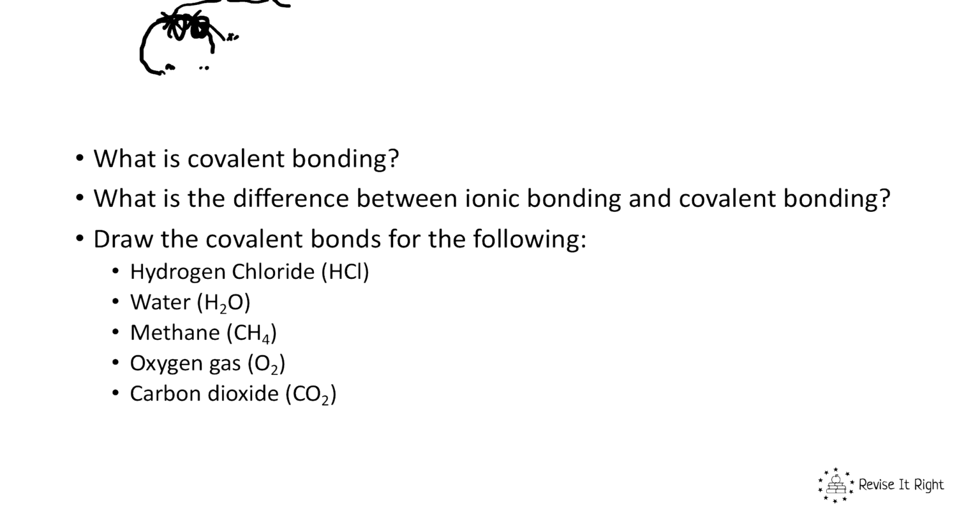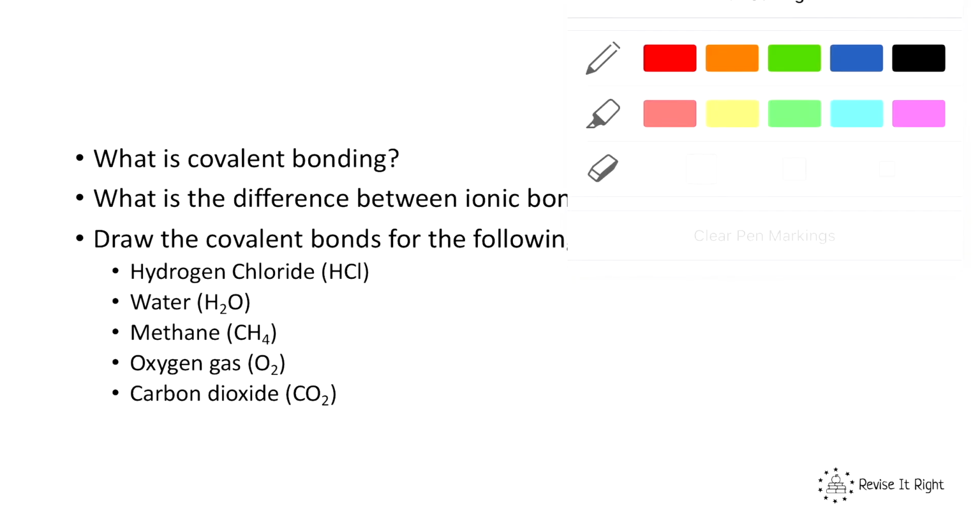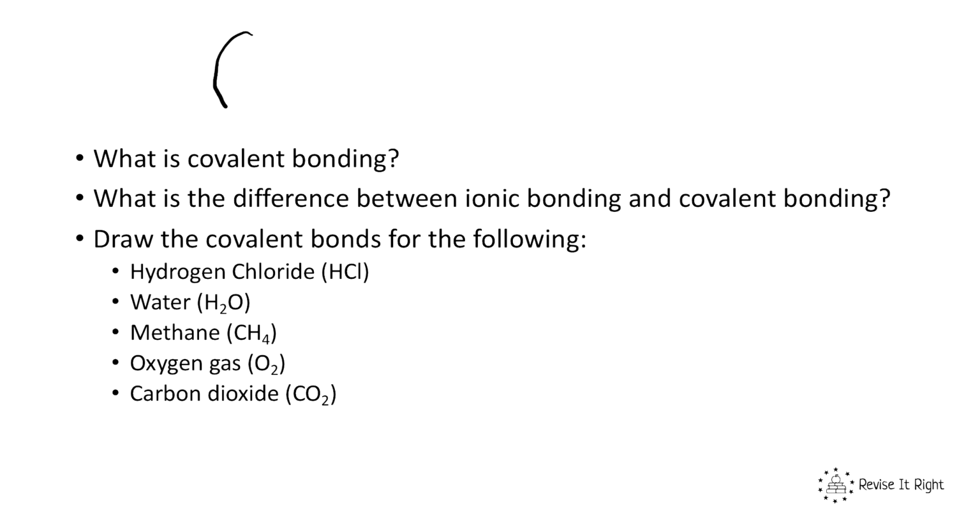Now we'll move on to oxygen gas, which is O2. So we need 2 oxygen. Oxygen is in group 6, so 6 electrons in the outer shell. Okay, like this. So they both need 2, which means they need to share 2 with each other.